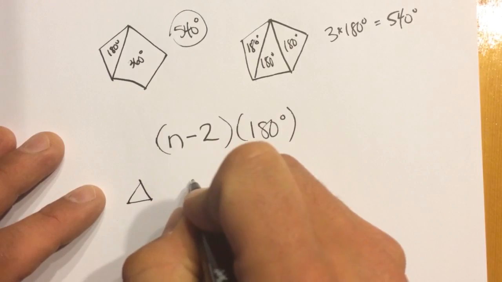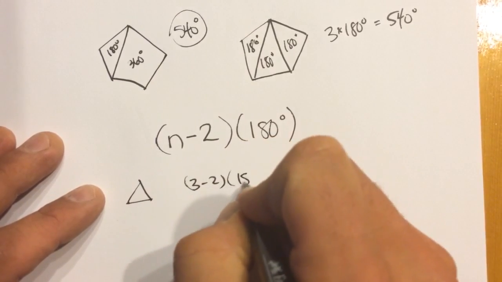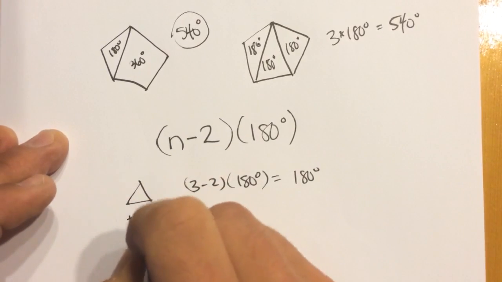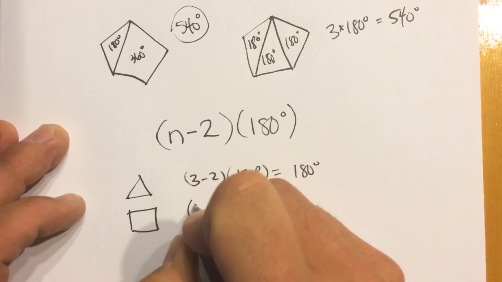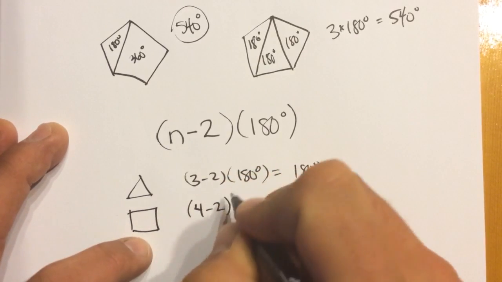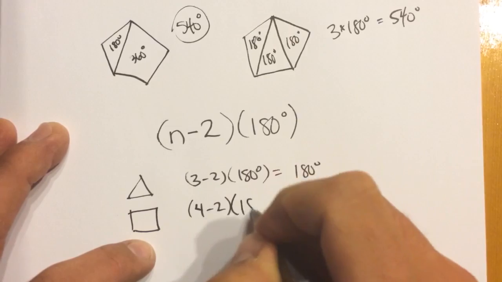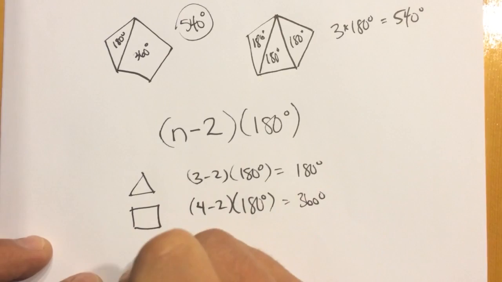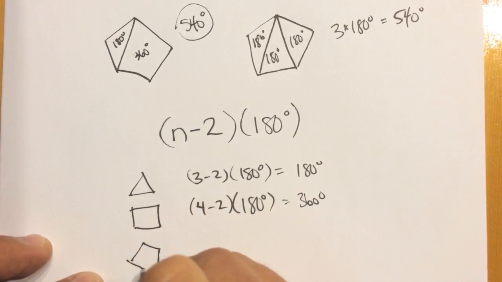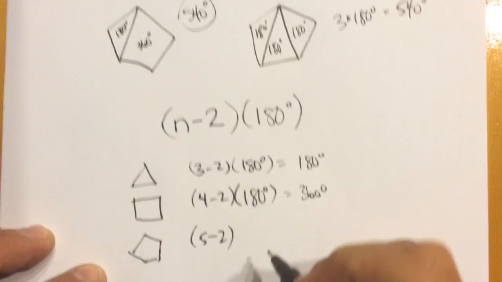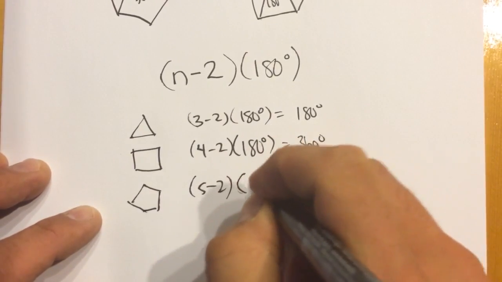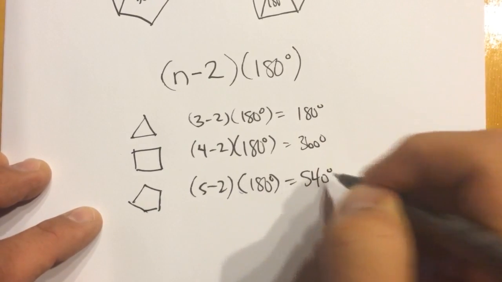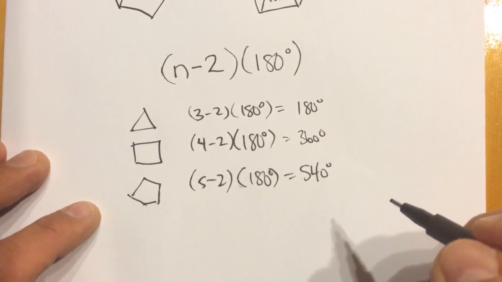With a triangle, we would have 3 minus 2 times 180 degrees. That's 1 times 180 is 180. With a quadrilateral, we would have 4 minus 2, 4 sides, subtracting the number 2, times 180. That's 2 times 180, or 360. And every time we add a side, we are adding on 180 degrees. We are adding on one additional triangle.